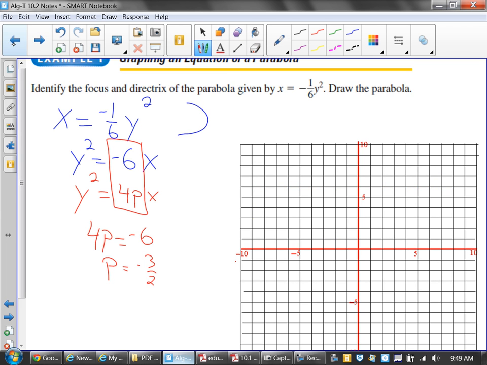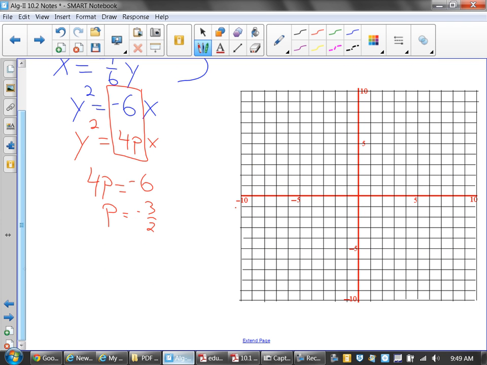So we know that the vertex is at the origin. Everything that we do today, over the course of the next few days, the vertex will be centered around the origin. Eventually, you will see the h's and the k's. I know that it's looking towards the left, and the focus is at -3/2. So the focus is at that ordered pair.